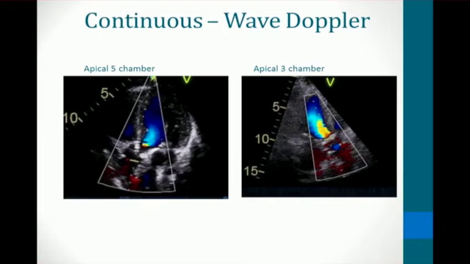As a sonographer, it's important to keep the angle of your cursor as parallel to flow as possible. Poor Doppler angles can underestimate the peak velocity. The velocities can be interrogated in the apical 5 and 3 chambers.